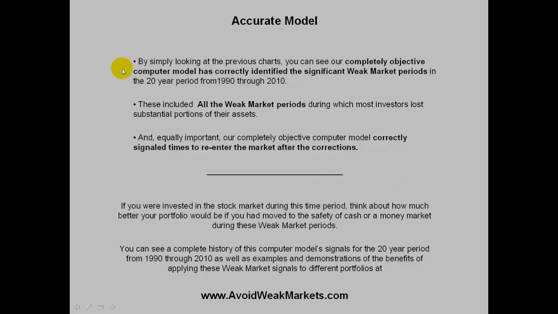Now, by simply looking at the previous charts, you can see our completely objective computer model has correctly identified the significant weak market periods in the 20-year period from 1990 through 2010. These included all the weak market periods during which most investors lost substantial portions of their assets. And equally important, our completely objective computer model correctly signaled times to re-enter the market after the corrections. If you were invested in the stock market during these time periods, think about how much better your portfolio would be if you had moved to the safety of cash or a money market during these weak market periods.